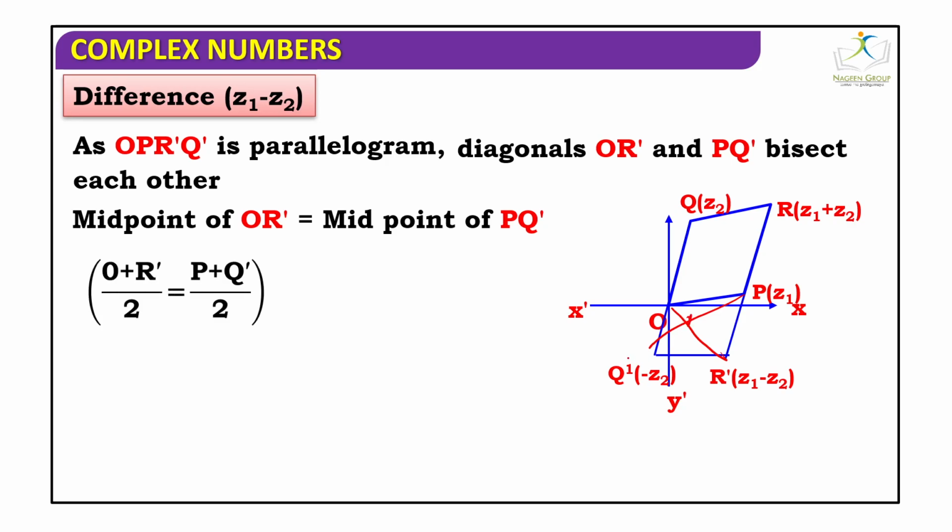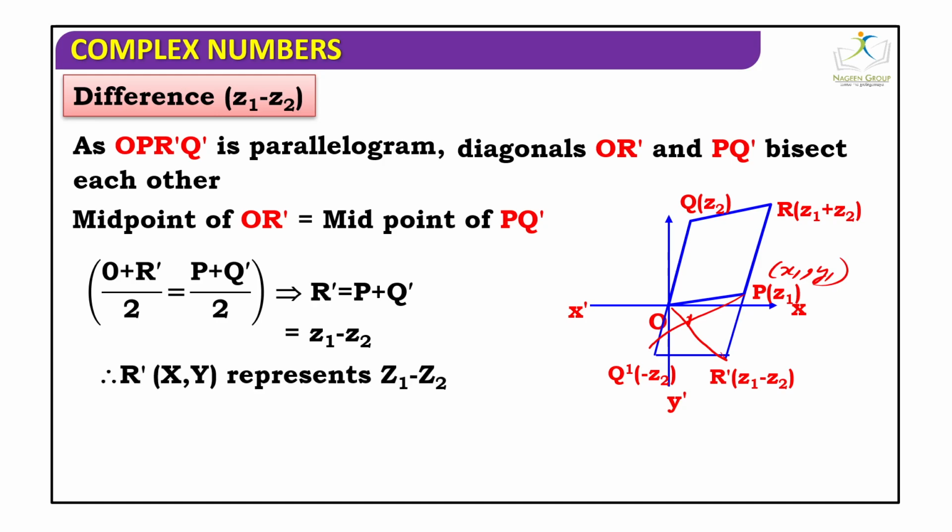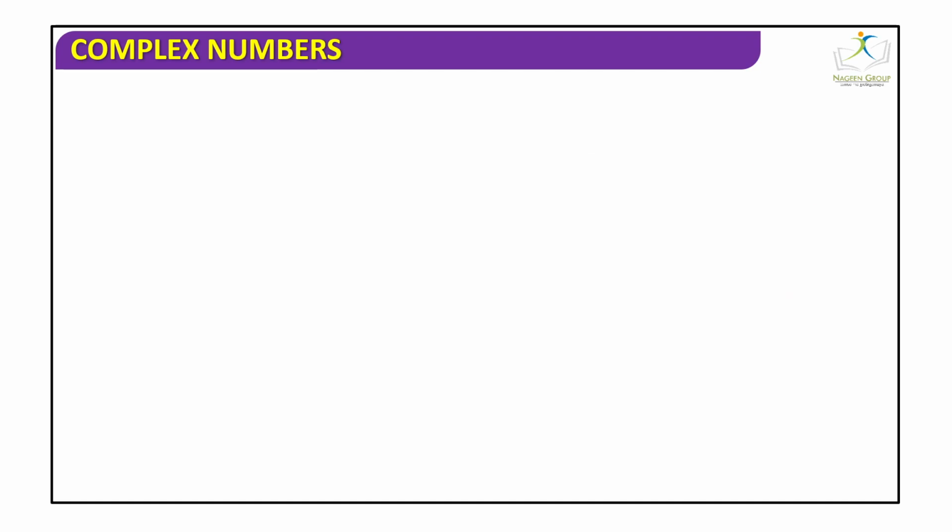Now here (O plus R')/2 is equal to (P plus Q')/2, meaning R' comes equal to P plus Q'. You can take the values also if you want. This will come here x1 comma y1, right? Okay, now z1 minus z2, it equals to R', which represents z1 minus z2, right?